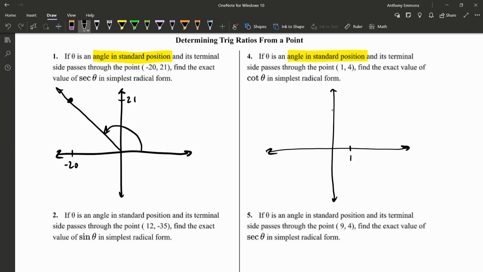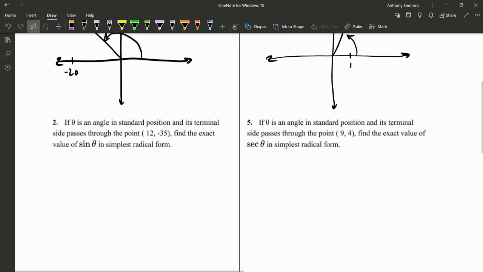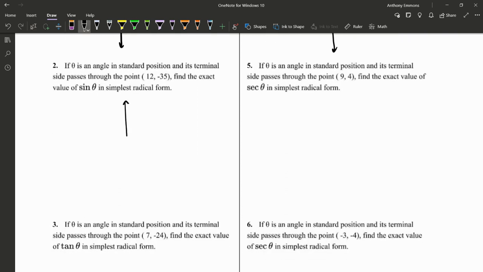1, 4. Again, doesn't have to be exact or to scale. That's your angle. Let's see what another one looks like: 12, -35. Relatively, this is 12, and that would be -35. Here we go, standard position. I'm not too concerned about the arrow indicating the direction in which we traveled. The important part is it goes through this point.